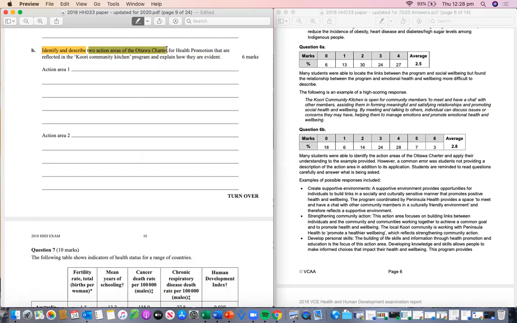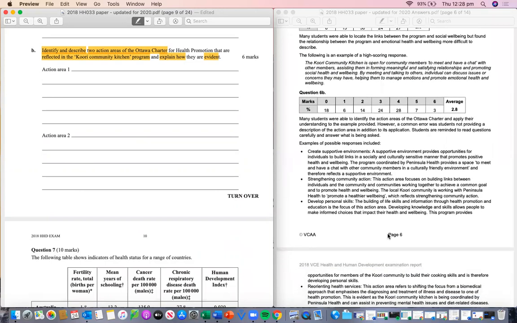Ottawa Charter, reflected in the Koori Community Kitchen program. Explain how it's evident. So that'd be a key thing there. Obviously, it doesn't say it is, but keep it nice and simple. So for 6 marks, so 3 marks each.